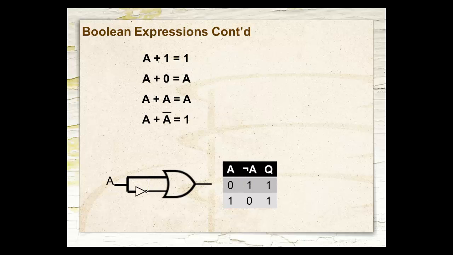And last but by no means least, A OR NOT A. Well again, remember in this case, NOT A is always the inverse of A. So whatever A is, if A is 0, then NOT A is always going to be 1. And if NOT A is 0, then A is always going to be 1. So the input of one of those legs is always going to be 1, and therefore A ORed with NOT A is always going to result in 1. So there's no point in having it.